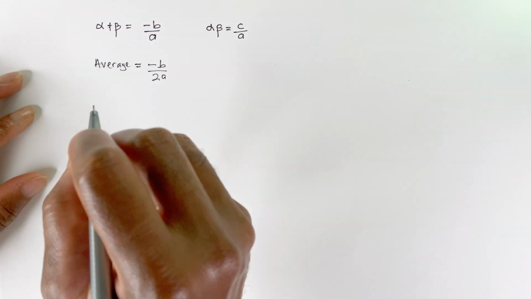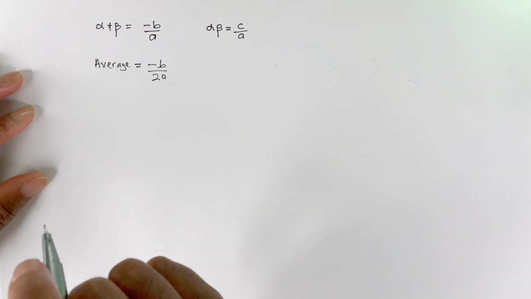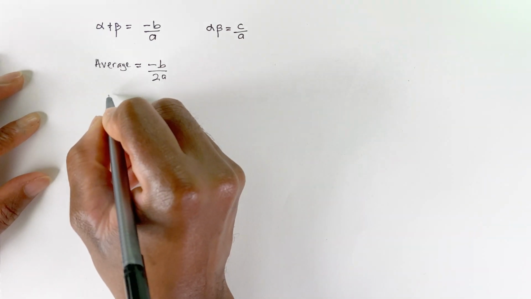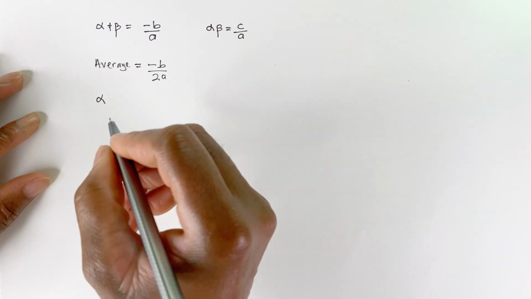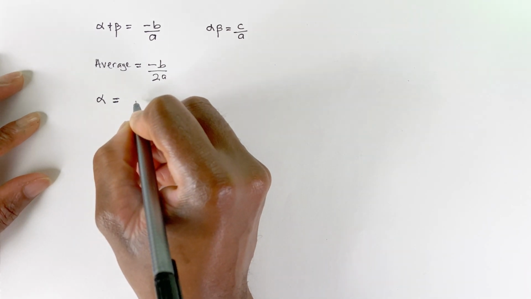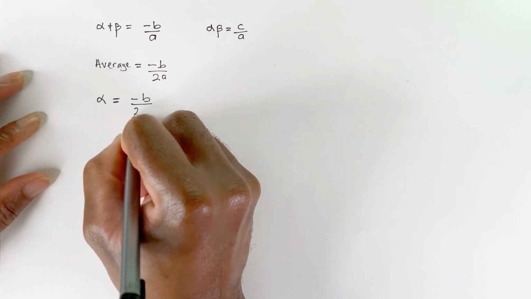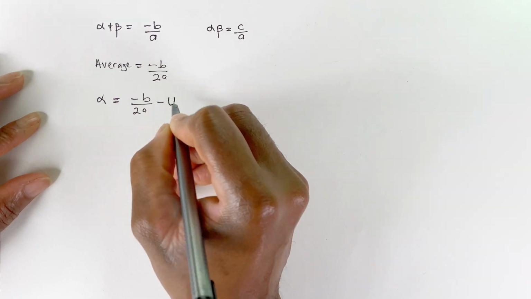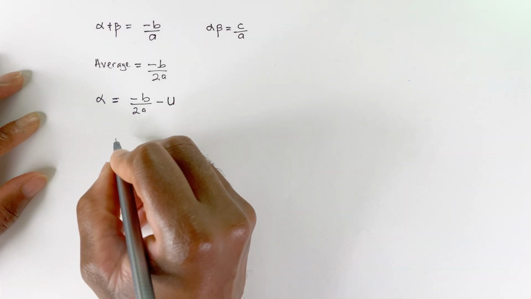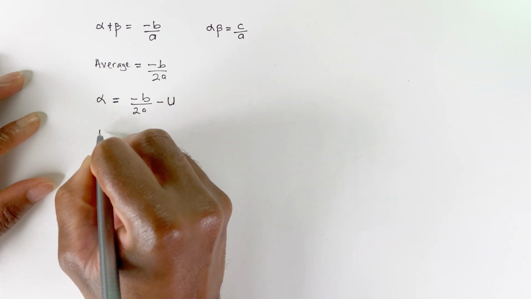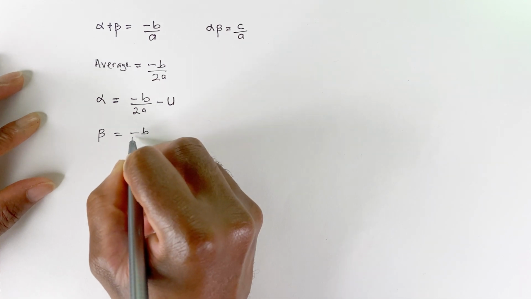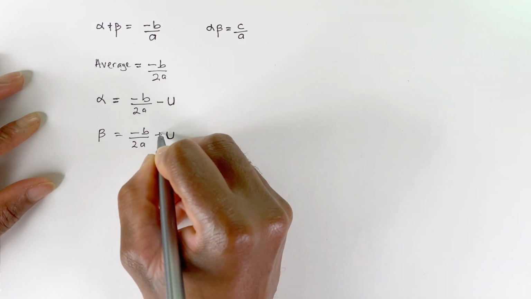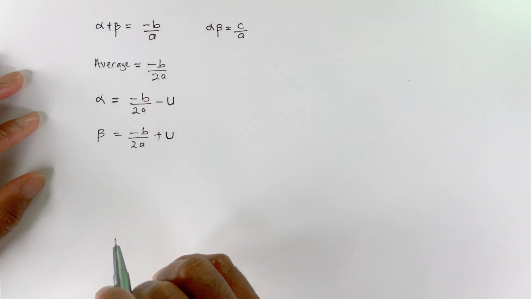Then I'm going to use the average as the starting point to create my alpha, the roots that I'm looking for. So alpha will be minus b over 2a, and using the average, I'm going to take away an unknown number, because we're going to find the unknown number. That's my alpha. For my beta, I'm going to say the same thing: minus b over 2a plus an unknown number. Those are my roots now.